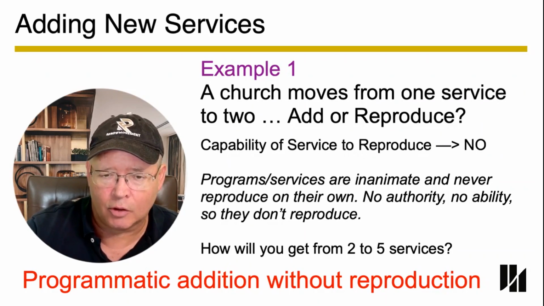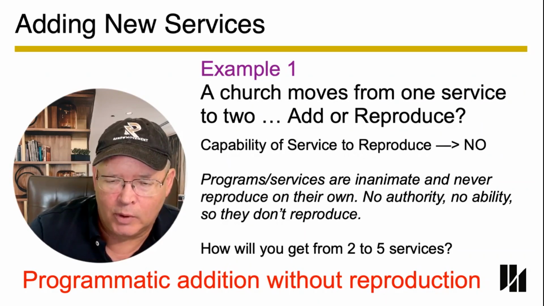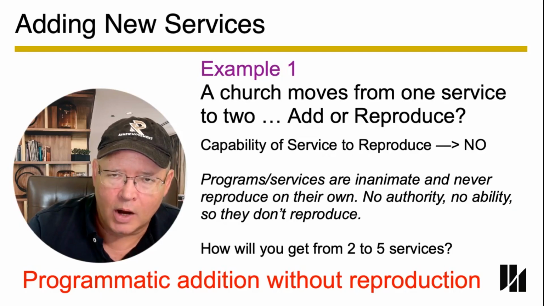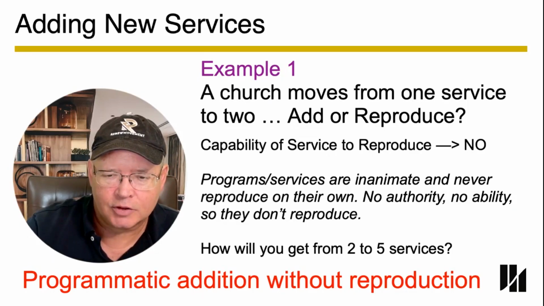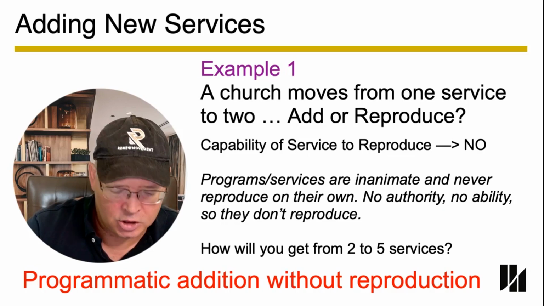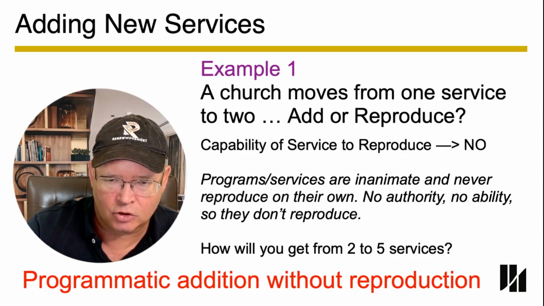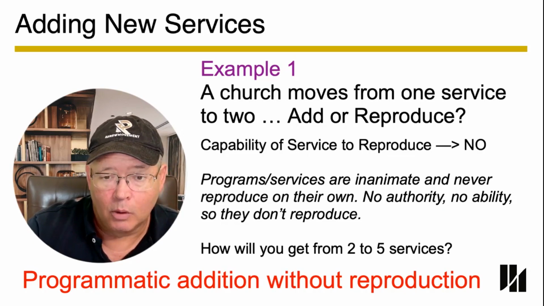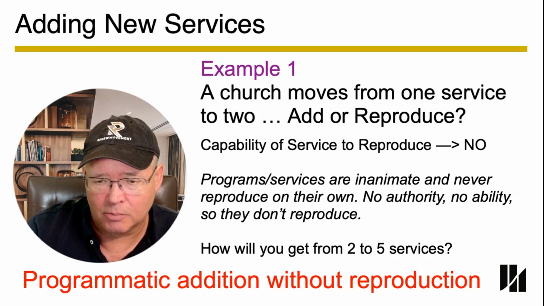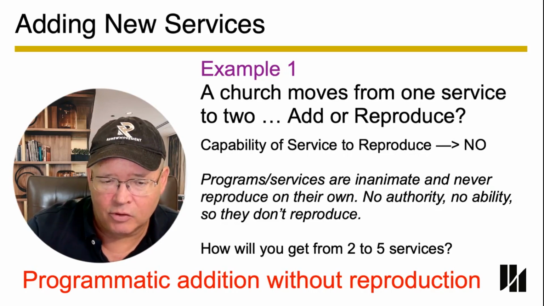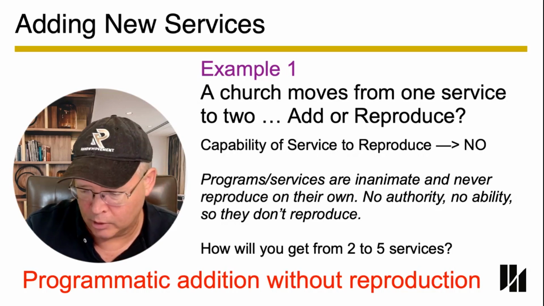The question you could also ask in this one is, how will we get from the second service to the third, to the fourth, to the fifth? How will we keep adding when we add more services? If there was a form where church services didn't have to get anybody's permission, a church service forms, and somehow that church service could then form its own, we'd have reproduction potentially. But in this case, because they don't have the authority, we can't get there. It's going to be through programmatic addition without reproduction.